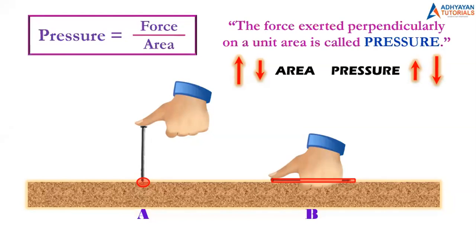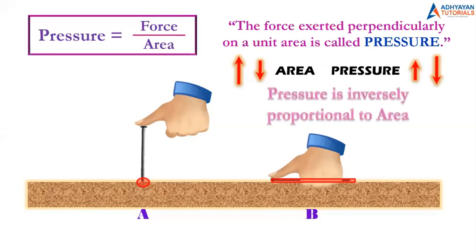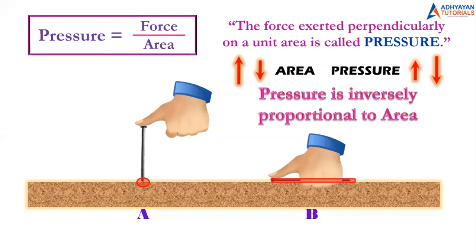So definitely if area is more, that position is going to apply less pressure. Okay, so you can relate it with the example given here. We have a few more examples. Also, we should remember that pressure is inversely proportional to area. हमेशा उल्टा रहता है. Okay, which you can very easily indicate with the help of arrow.